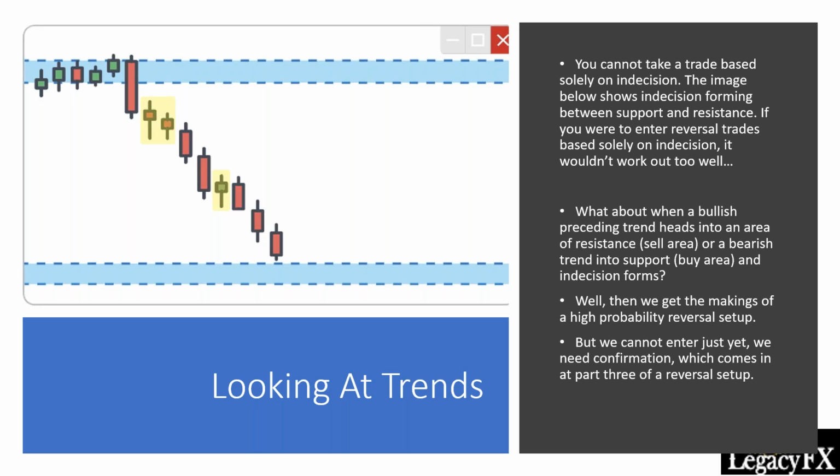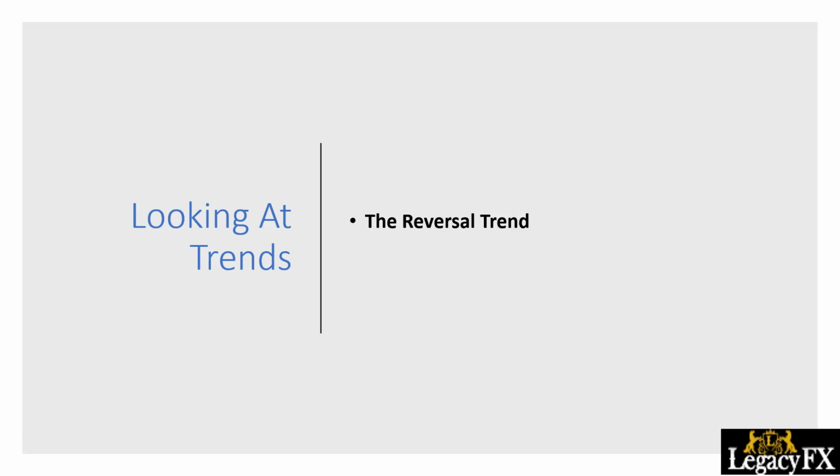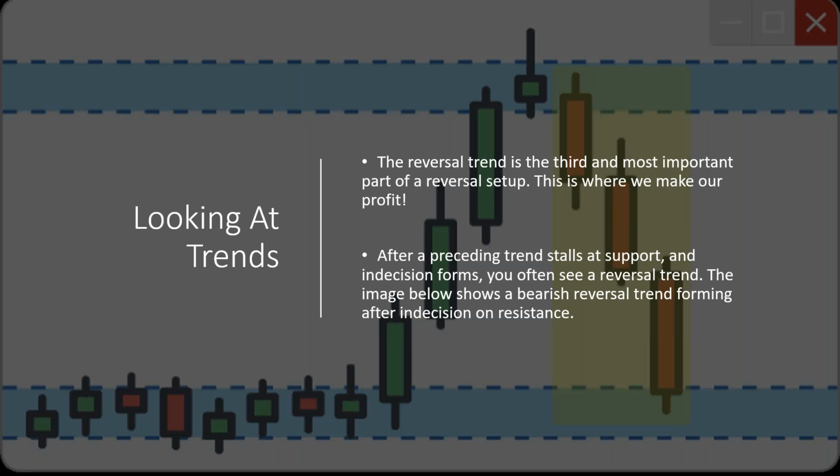So what do we have now? We have our support and resistance lines. We have our preceding trend. We have our price analysis, or our candlestick analysis, and we're waiting for the indecision candle. Now the reversal trend is the third and most important part of the reversal setup. This is where we make our profit. After a preceding trend stalls at support and an indecision candle forms, you often see a reversal trend. Okay, you can see it in the background here.